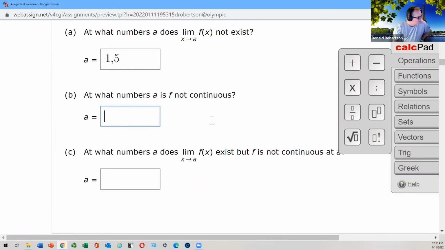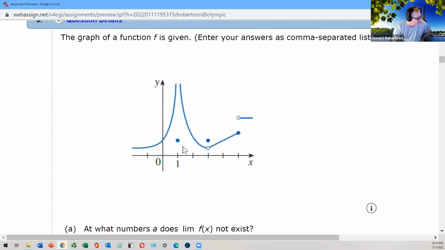Now, at what numbers is this function not continuous? Would you agree 1, 3, and 5?